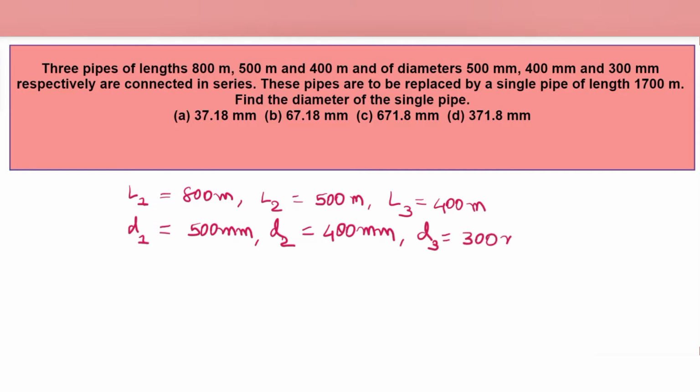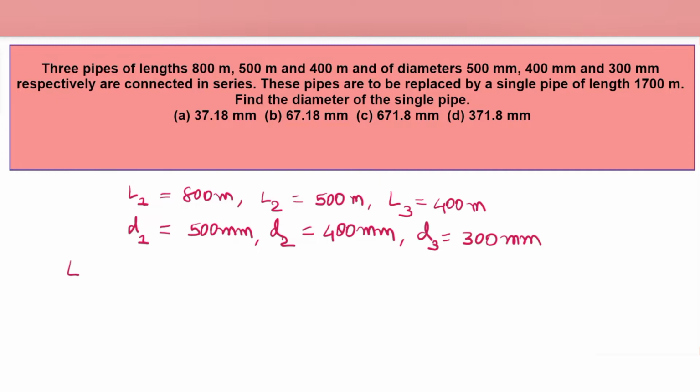It's given that the pipes are connected in series, so we'll have to use that formula. These pipes are to be replaced by a single pipe of length 1700 meter. The length of the equivalent pipe is given to us, which is 1700 meter. Find the diameter of the single pipe. We need to find the diameter.